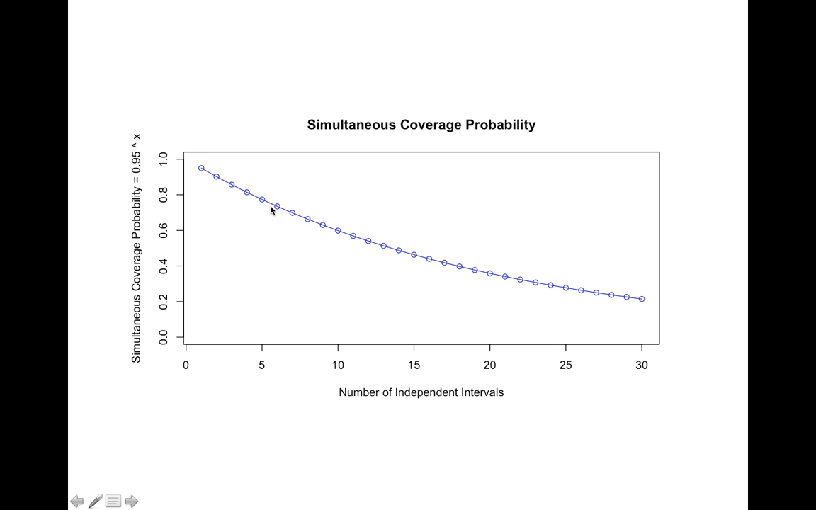You can see as I increase the number of different independent confidence intervals that I create, the probability that all of the confidence intervals cover the true value goes down. If you ask, say, 10 different questions and create 10 different confidence intervals for your research project, you're at a 60% probability that all those intervals are actually covering the true value.